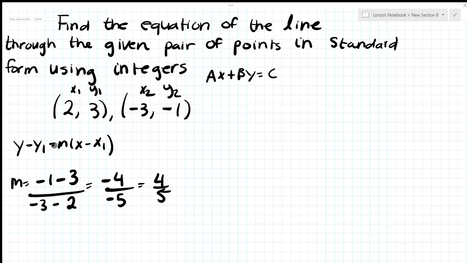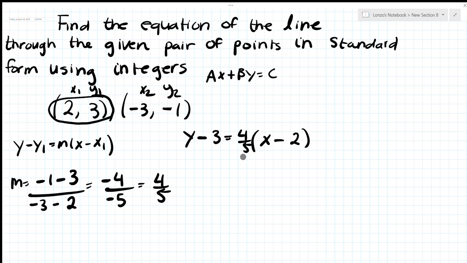Now we got to find our y1 and x1, so you simply got to pick a point. Doesn't matter. I'm going to just use this point. I'm going to circle it because I don't want to get confused. So put it in the point slope form. It's going to be y minus y1, which is what? 3, right? y1 is 3, equals m, which is our slope, 4/5, times x minus, what is my x1? It's just 2.